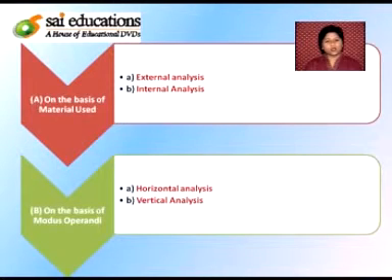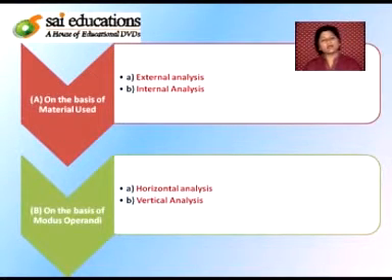On the basis of modus operandi, the analysis can be horizontal analysis or vertical analysis. When the financial statements are reviewed for a number of years and the analysis is drawn, such type of analysis is known as horizontal analysis. It is also known as dynamic analysis and is based upon the data from year to year rather than for one period. So whenever we are going for analysis for a time span of more than 1 year, we are doing what? Horizontal analysis.